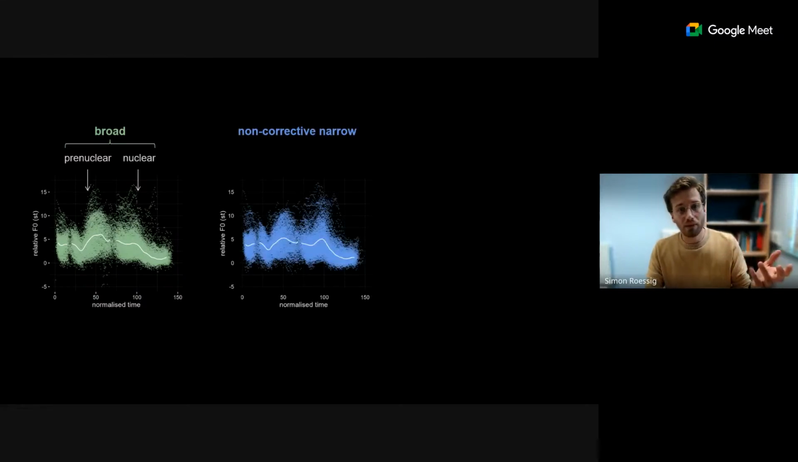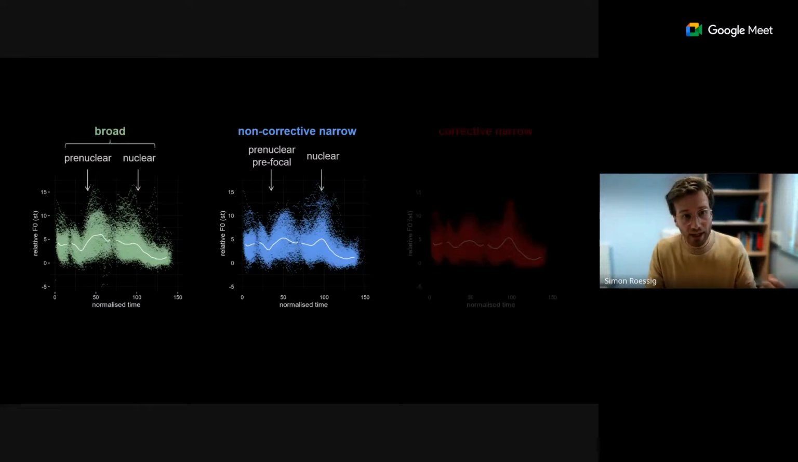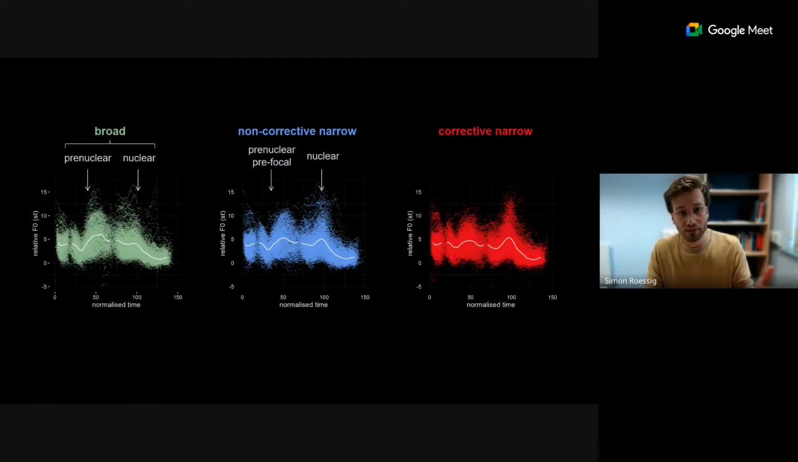Now here we see the same plot for the non-corrective narrow focus sentence, where the nuclear target word is in narrow focus and the prenuclear target word is prefocal. And finally, here is the plot for the corrective narrow focus sentence, where again the nuclear target word is in focus, this time corrective focus, and the prenuclear target word is prefocal.